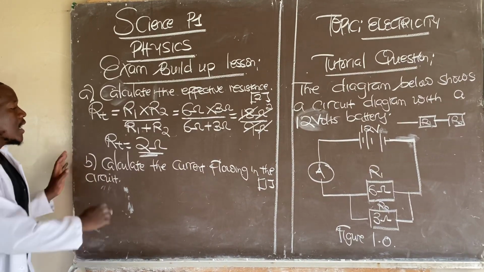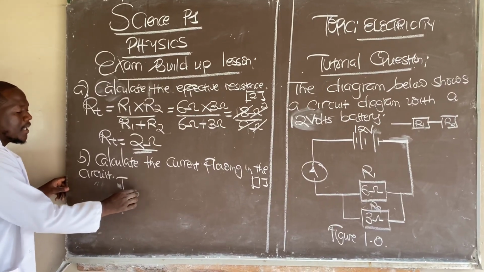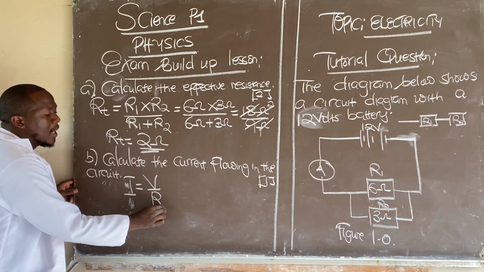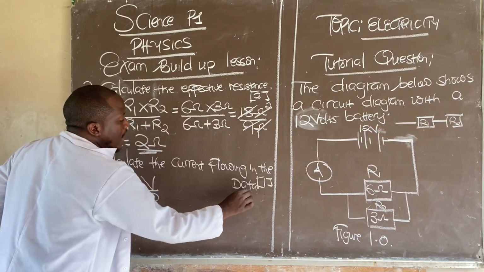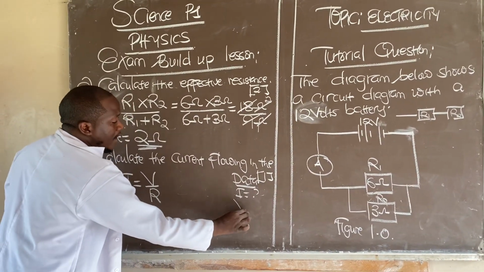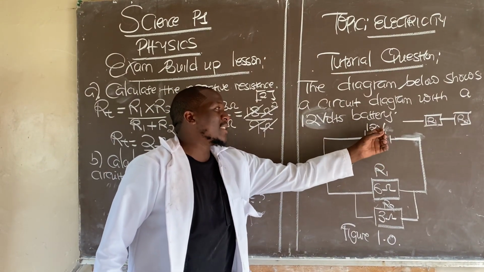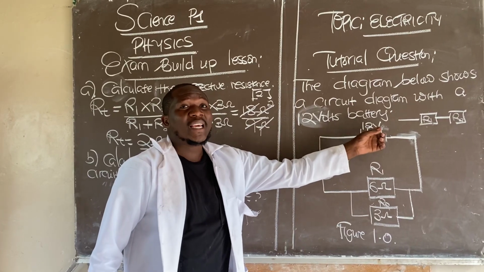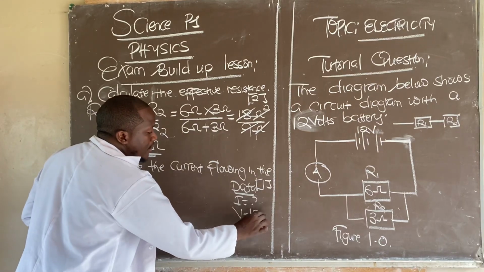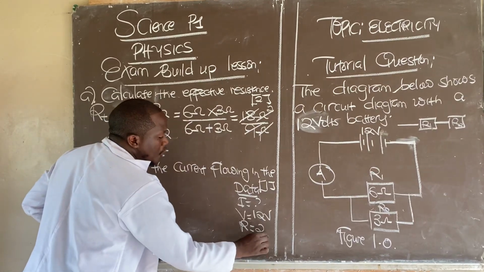Then moving on, B, calculate the current flowing in the circuit. Current in physics is represented as capital letter I, and this is going to be voltage over resistance. Then on our right, we can come up with our data. For current, we don't have it. For voltage, we look at the diagram. Just on top of the battery, a certain value is usually indicated. If not, it will be mentioned in the question. So for the voltage, we say 12 volts. And for the total resistance, we use the 2 ohms.